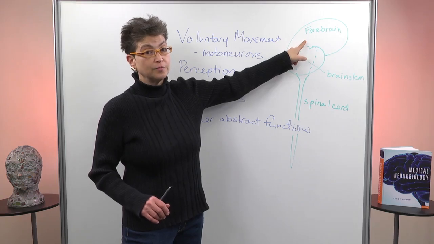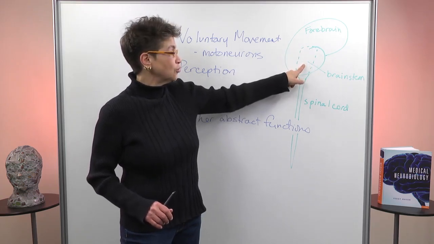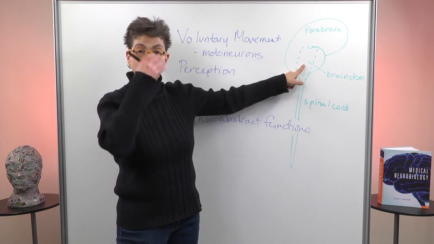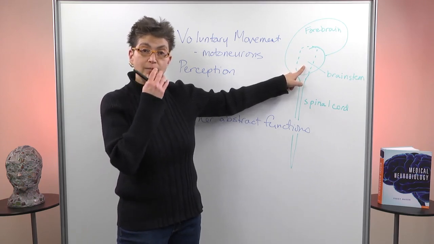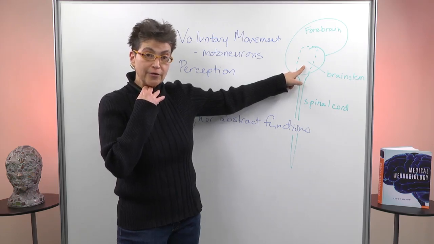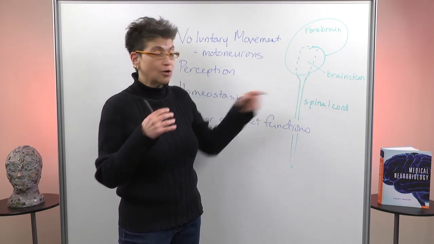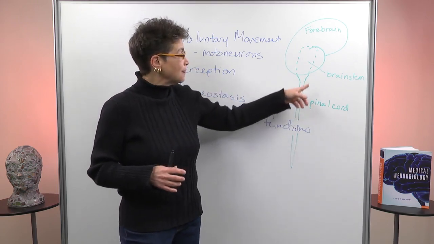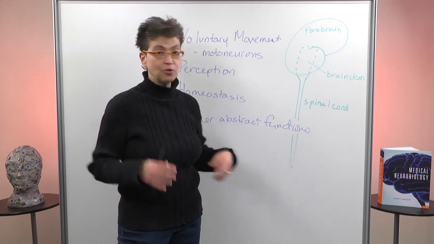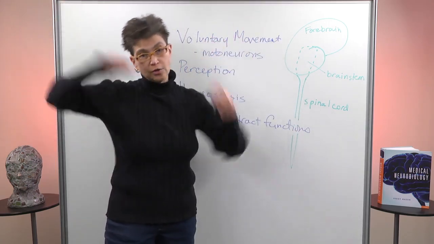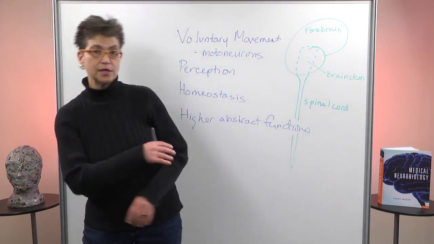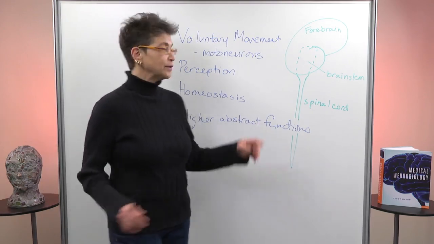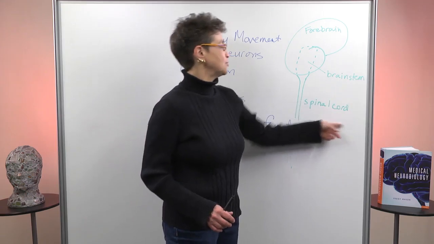but there are no motor neurons in the forebrain. So the motor neurons in the brainstem move the face, move the mouth, move the larynx, and are responsible for speech and swallowing, facial expressions, things like that. The motor neurons in the spinal cord are responsible for doing all this stuff. All of our arms, our legs, our trunk, all of our movement that we do with our body happens through the spinal cord.